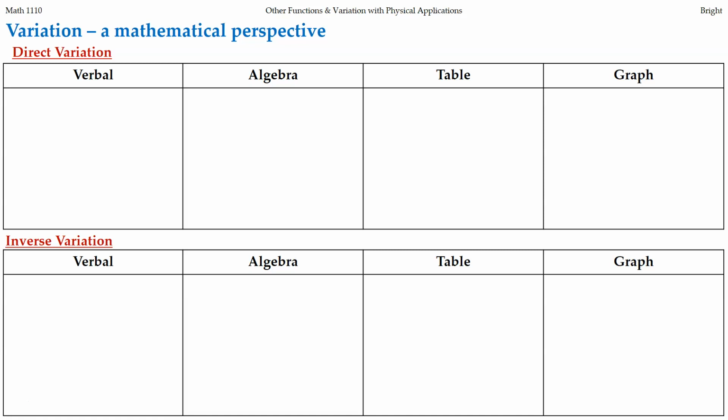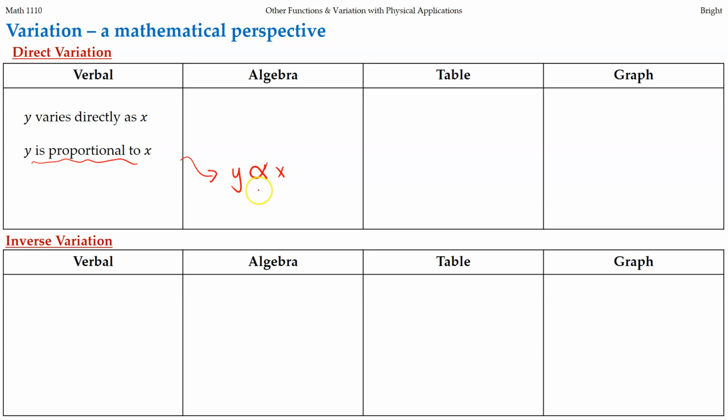Okay, with direct variation and inverse variation, there are four different ways to represent it. So let's tackle direct variation first. The verbal representation of direct variation is just the language "y varies directly as x," or "y is proportional to x." Now we want to translate that into the various representations: algebraic, tabular, and graphical.